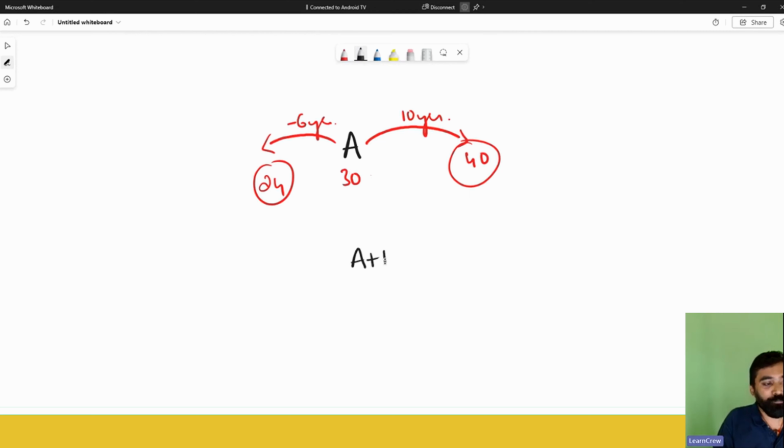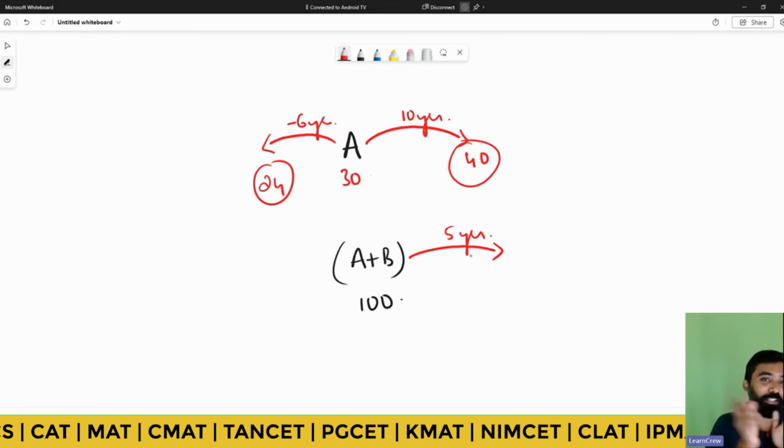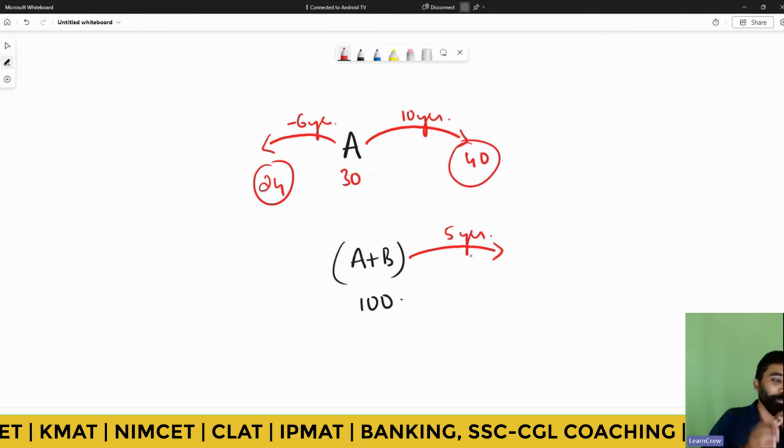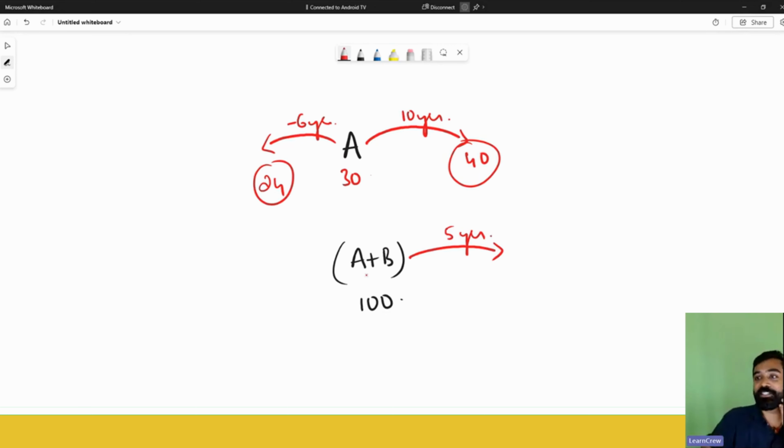Now, the sum of the ages of A and B is 100. What will be their age after 5 years? If you understood this, you understood everything. 110. Why? Because this is a combination of both people's ages. Obviously, if your age is increasing by 5, the other person's age also will increase by 5. The sum will become 110.